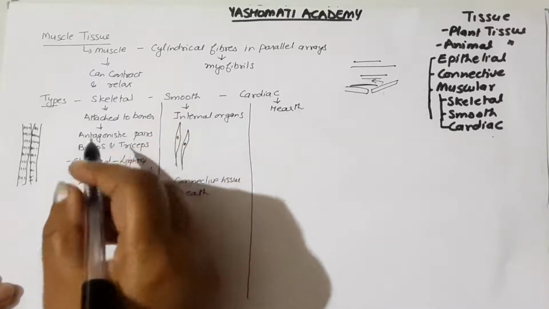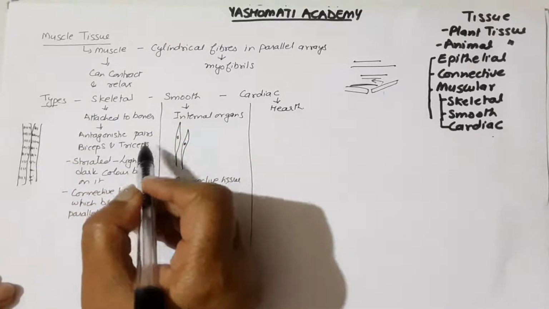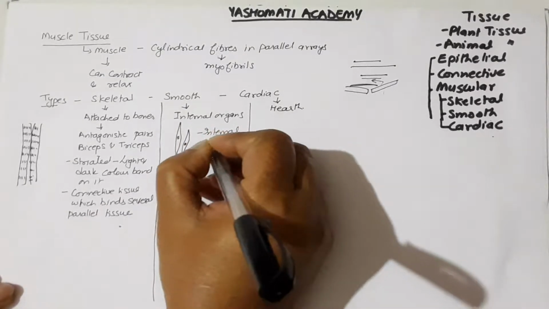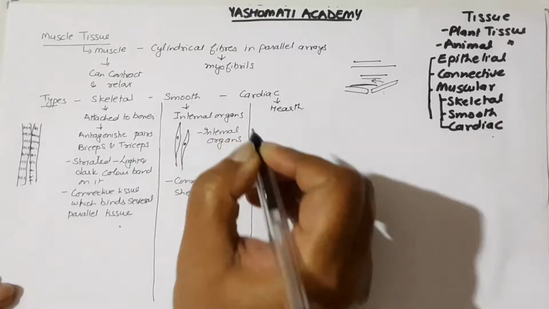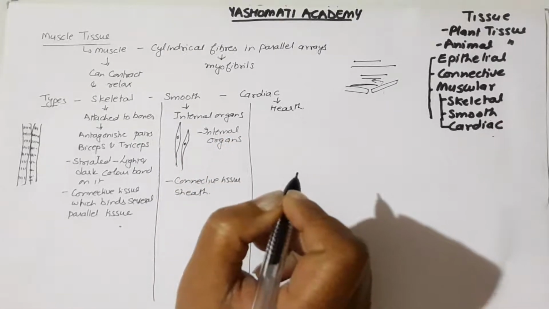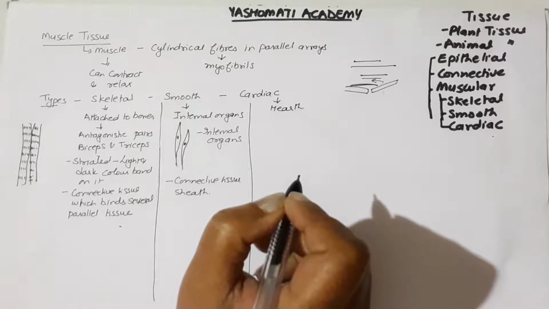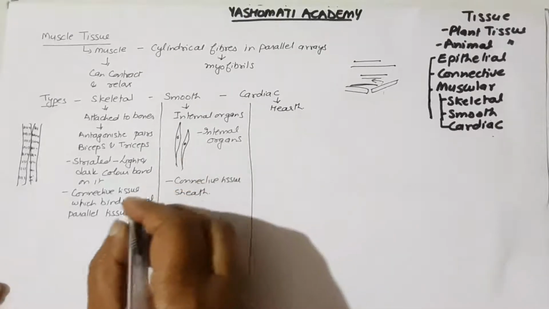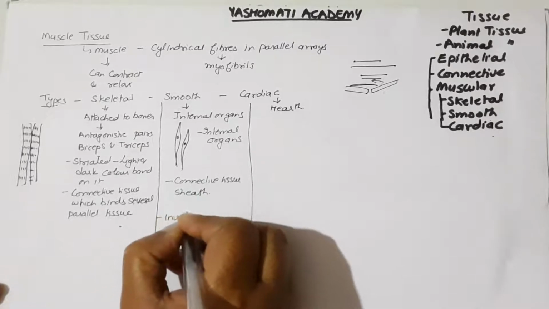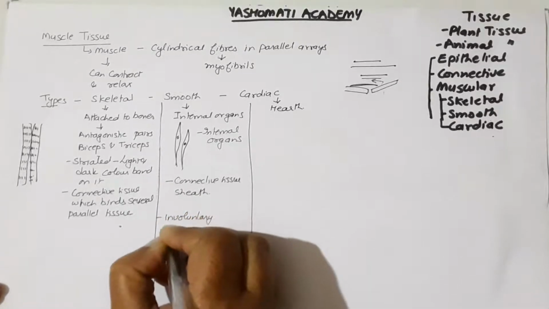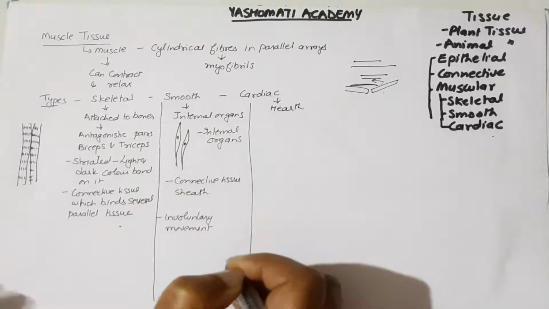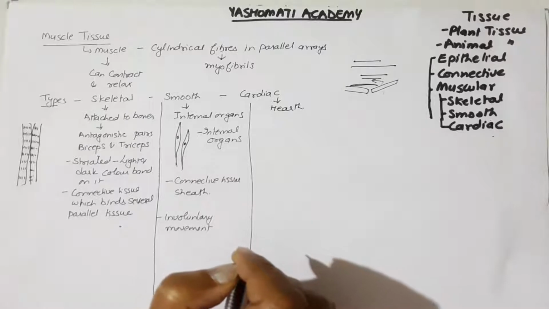So here we could see that skeletal muscle is attached to the bones, whereas these are present in the internal organs. For example, they are present in the inner wall of the intestine and stomach. These muscles help in causing involuntary movement. That means this movement is not under the direct control of the individual. You can't stop your stomach from contracting.